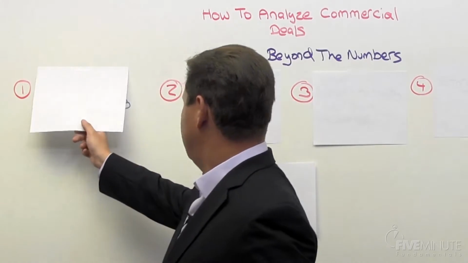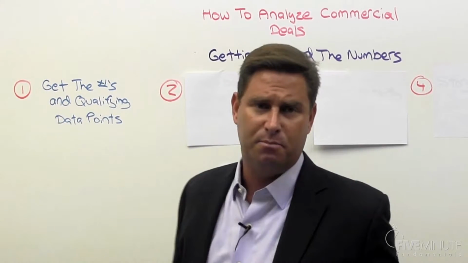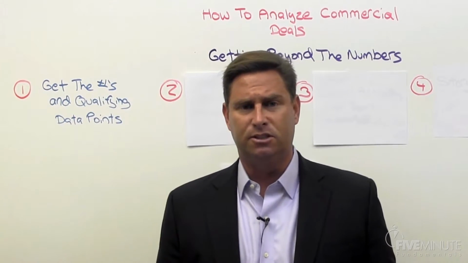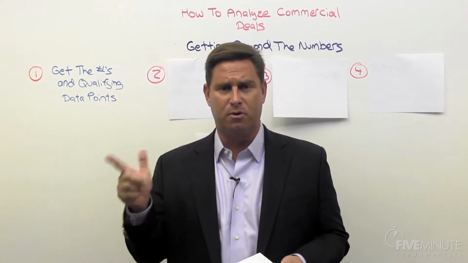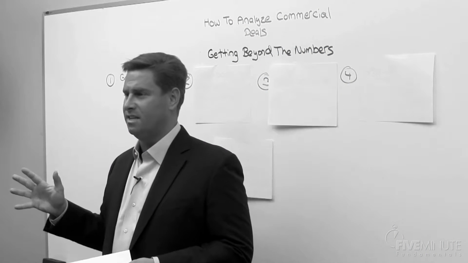Number 1, when you're looking at it, there's 5 things you need to look at. You're going to get the numbers and the qualifying data points first. You want to get the 5 data points: that's the current NOI, the pro forma NOI, the debt structure, the sources and uses, and the exit strategy.